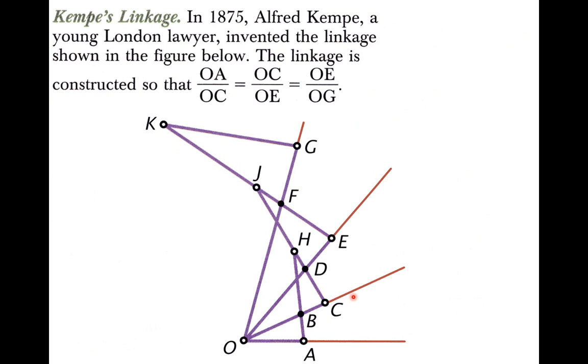I'll show you this manipulative in class here. It's pretty ingenious. It's a linkage created. And what he did is, you see that OA is to OC. So he made the length such that that ratio was equal to OC over OE all the way up here. And then that ratio was the same as OE to OG. That's all in our given right here.